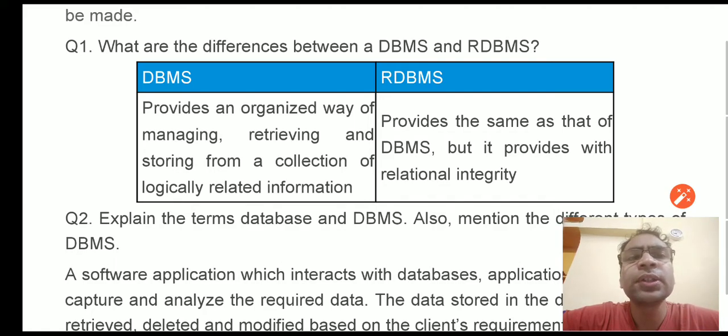What is the basic major difference between a DBMS and the RDBMS? As we know, the RDBMS is the relational database where the data is stored in the forms of tables and relations. The DBMS provides an organized way of managing, retrieving and storing from a collection of logically related information. On the other hand, the RDBMS provides the same, but with relational integrity. That means the data is stored into relations, into tables.